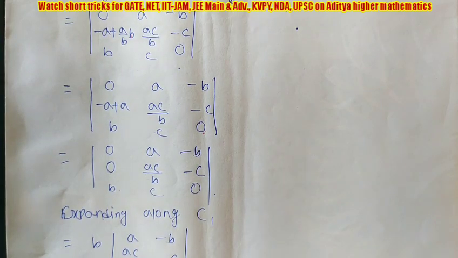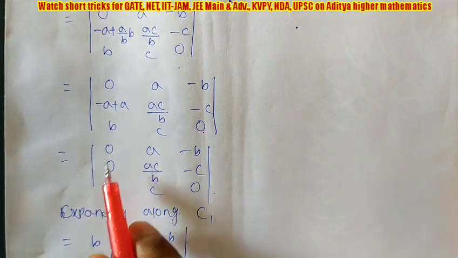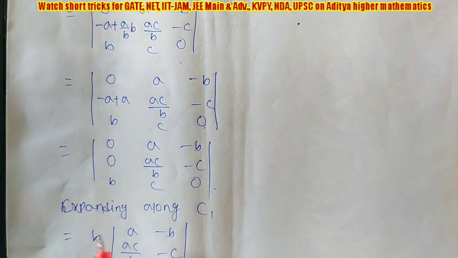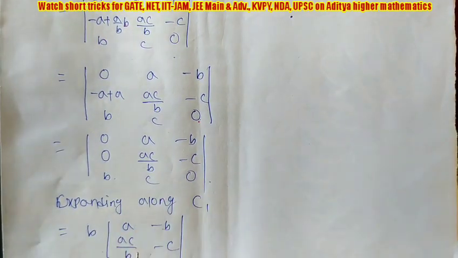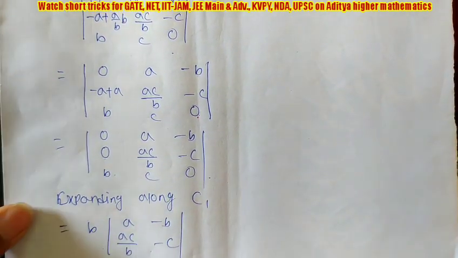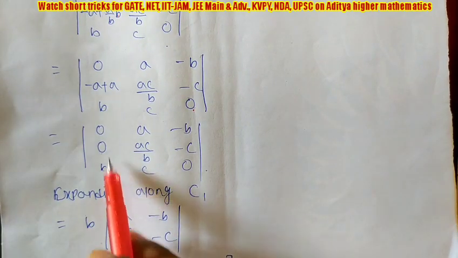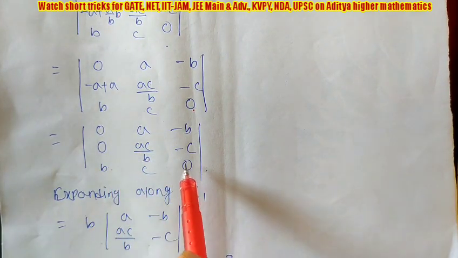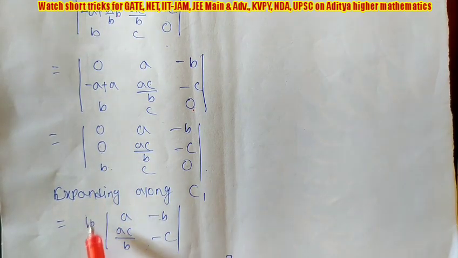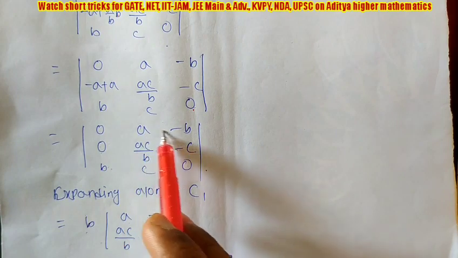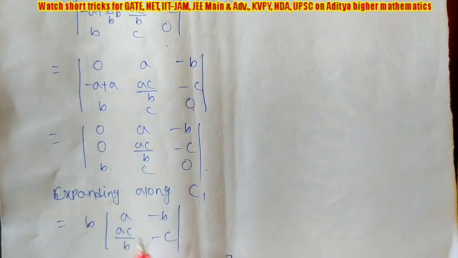And the procedure of how to expand one determinant: which row or column contains maximum number of zeros, you have to expand that row or column. Since you are getting maximum number of zeros in first column, we are expanding along C1. Okay? Now we are expanding along C1. So delete its row and column. So we are getting 0, 0. Here it is B. And after delete its row column, it is coming A minus B, AC by B minus C.